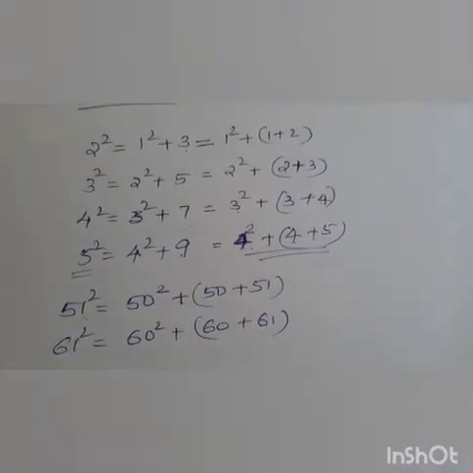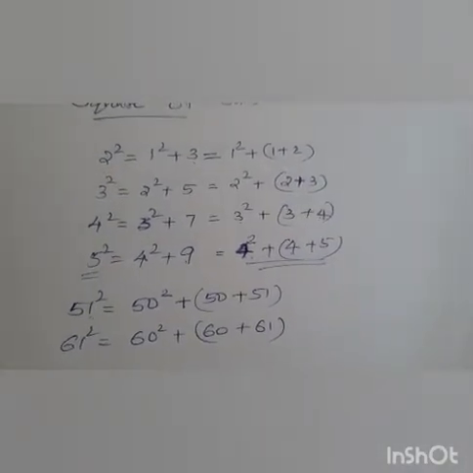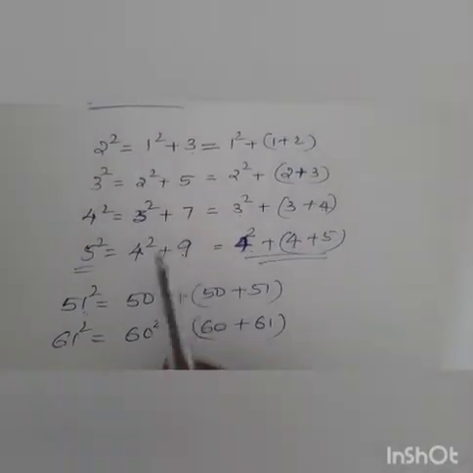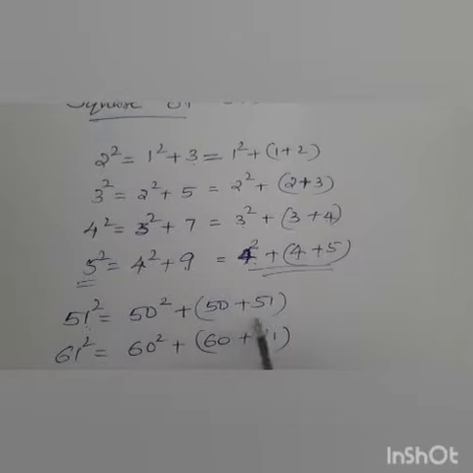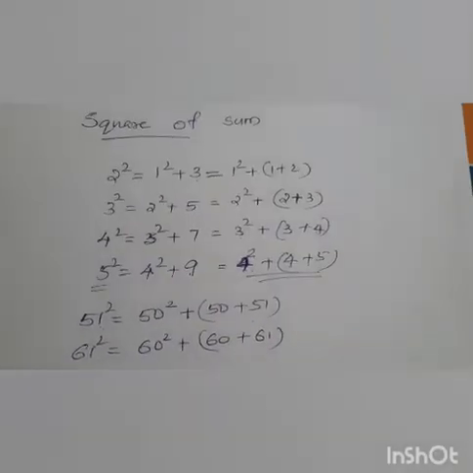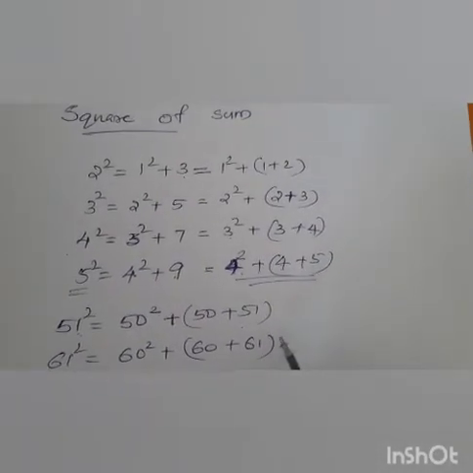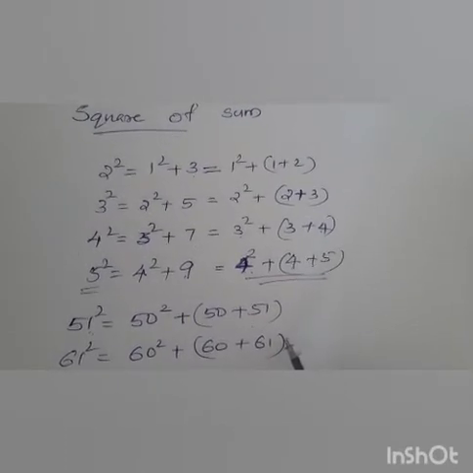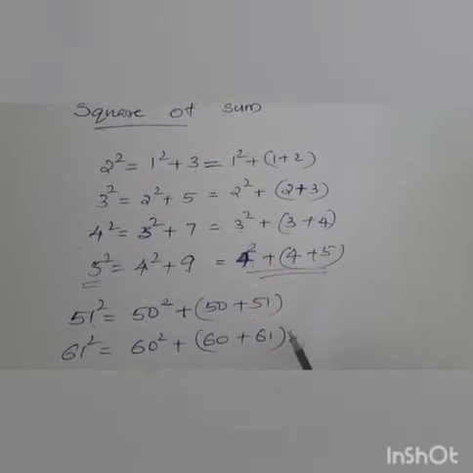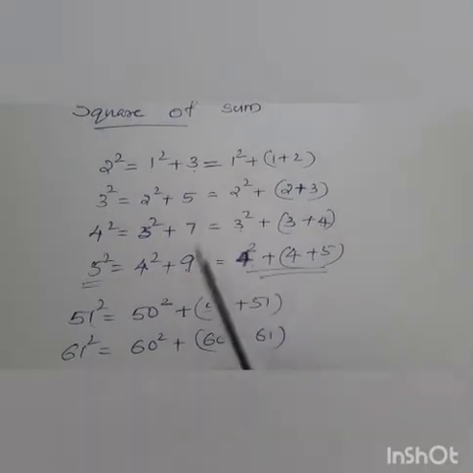So this is a common pattern. We can write like this. Without calculation we can write like this. You can find out the square of 51 like this. This pattern we studied in the previous class, that is in 7th we studied this one. In squares and square roots we wrote this pattern like this.